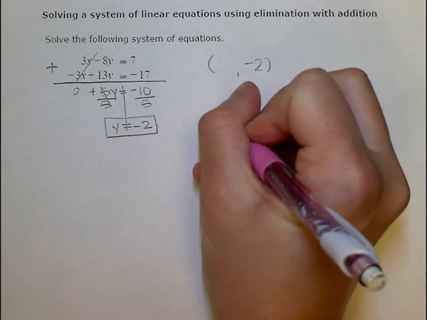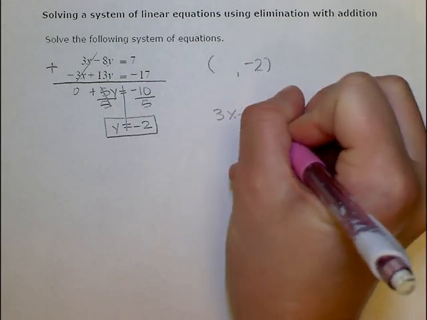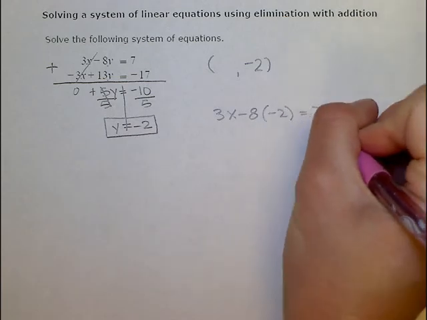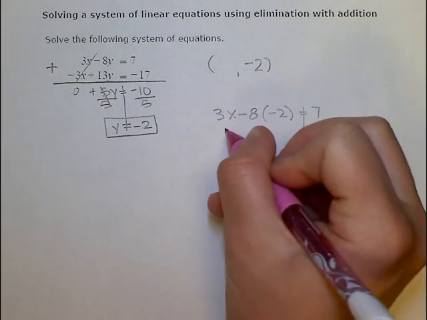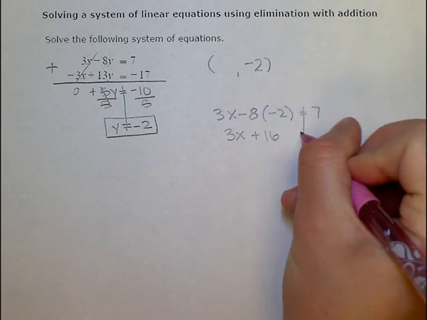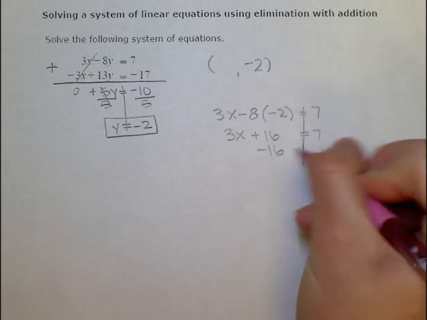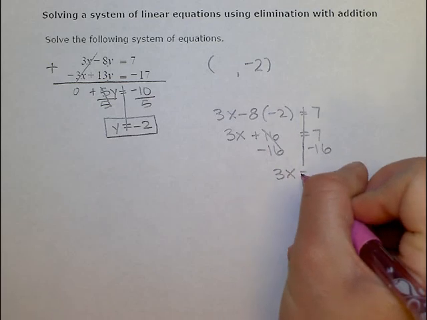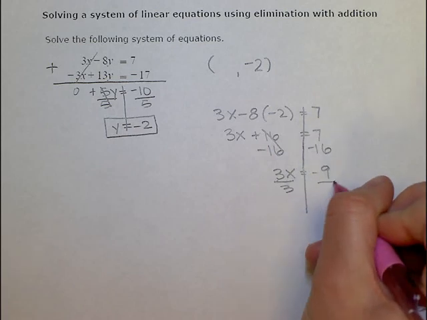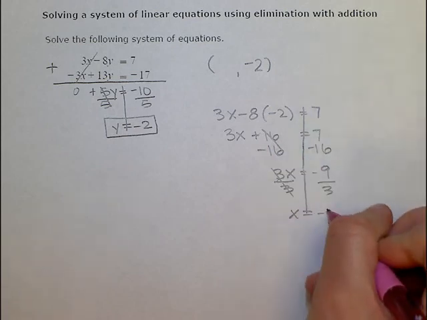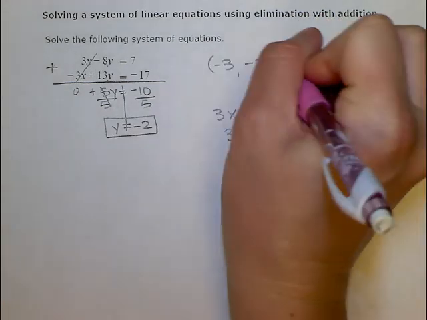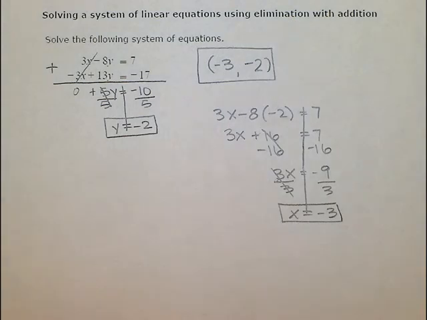So I have 3x minus 8, but instead of y, I'm going to put negative 2, equals 7. And I just solve for x. So 3x, a negative 8 times a negative 2 is a positive 16. I'm going to subtract 16. So I get 3x equals negative 9. Divide by 3, and x equals negative 3. So I found my x piece. So the solution to this system is negative 3, negative 2.